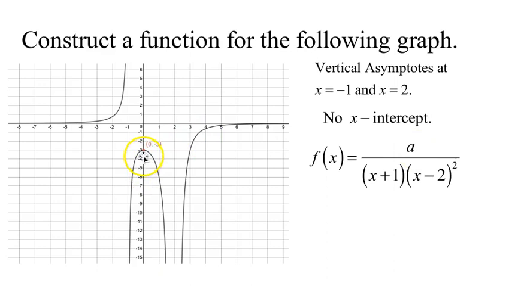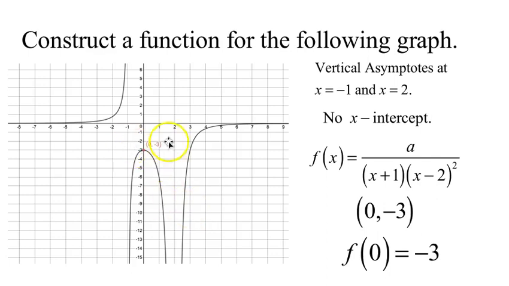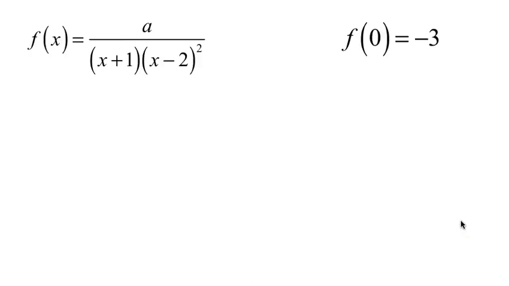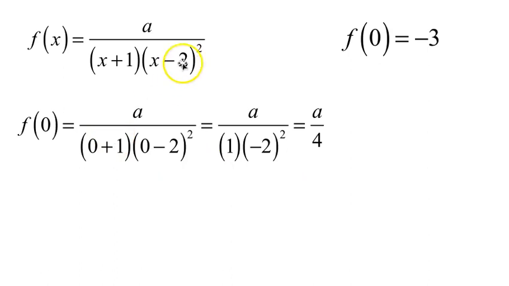Now the point I gave you here was 0, negative 3. So that means f of 0 is negative 3. So we have f of x here. We have f of 0 is negative 3. If I plug in 0 for x, 0 plus 1, 0 minus 2 squared. So let's take a look at that. What do we have? Plugging in 0, a over 0 plus 1 times 0 minus 2 squared. 0 plus 1 is 1. Negative 2 squared will give me 4, so 1 times 4, or a over 4.